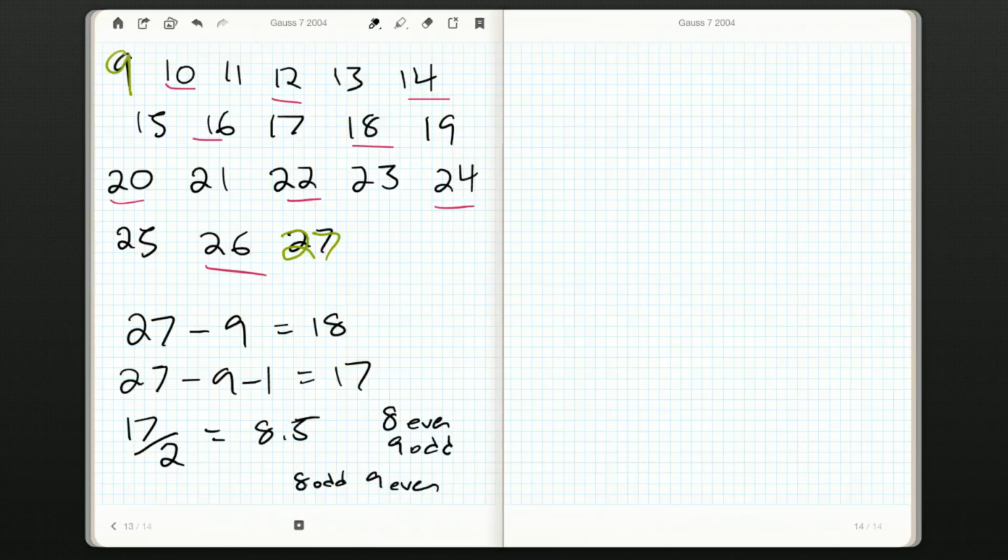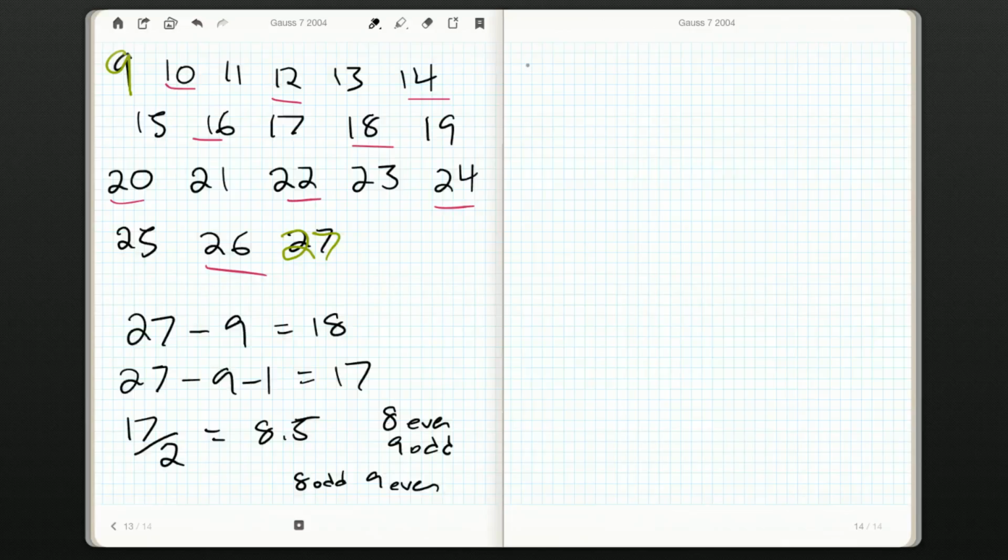So either we have 8 even and 9 odd, or we have 8 odd and 9 even. There's no way we could have 7 odd and 10 even. We'd have too many evens for odds, because it has to go even, odd, even, odd, or odd, even, and so on. Okay? So we've narrowed it down to 8 for our even numbers or 9 for our even numbers. We just need to figure out which it is.